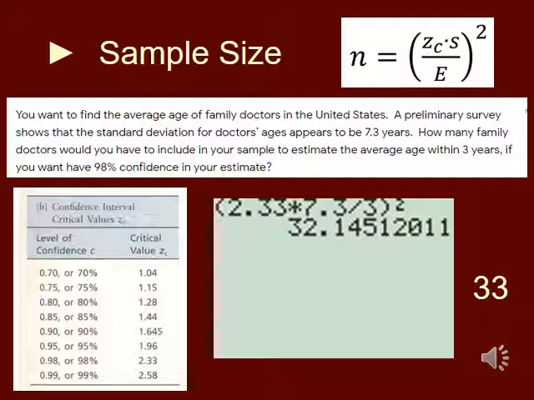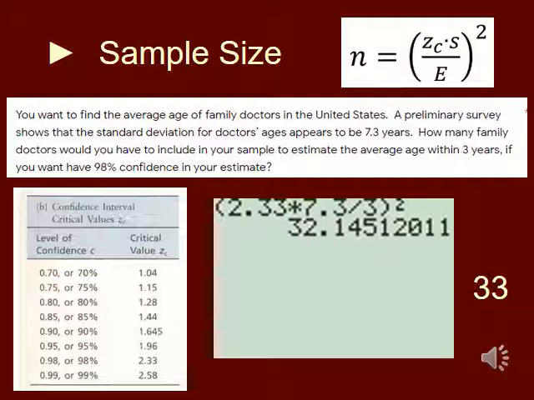ZC means the Z-score that goes with the confidence level we have. The problem talks about 98% confidence, so I go to that little table and it tells me that the Z-score is 2.33. Then I take 2.33 times the standard deviation, which was 7.3, and I divide by the margin of error, which the dead giveaway word for is always "within 3 years." Work all of that out and I square that, and my calculator tells me 32.1.